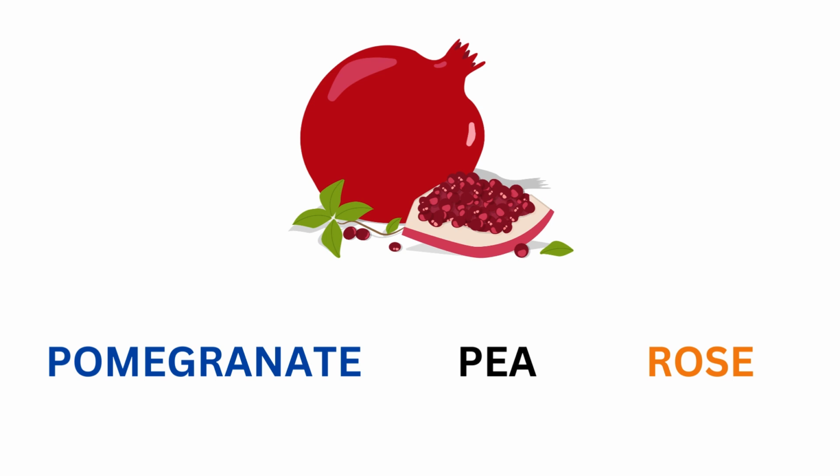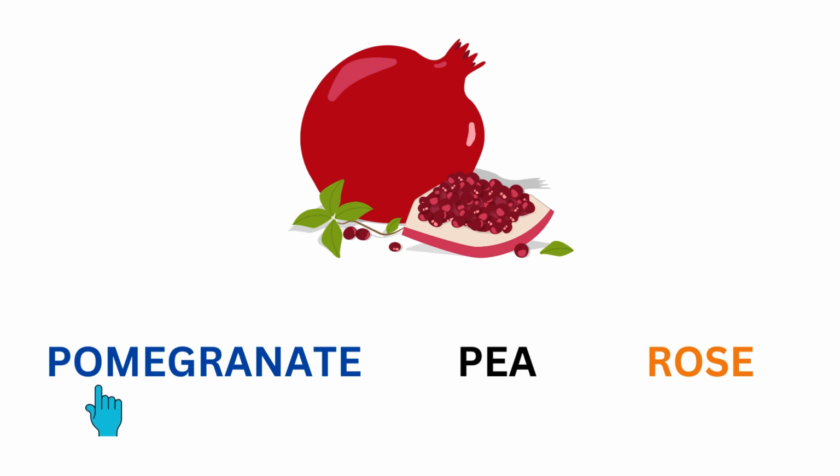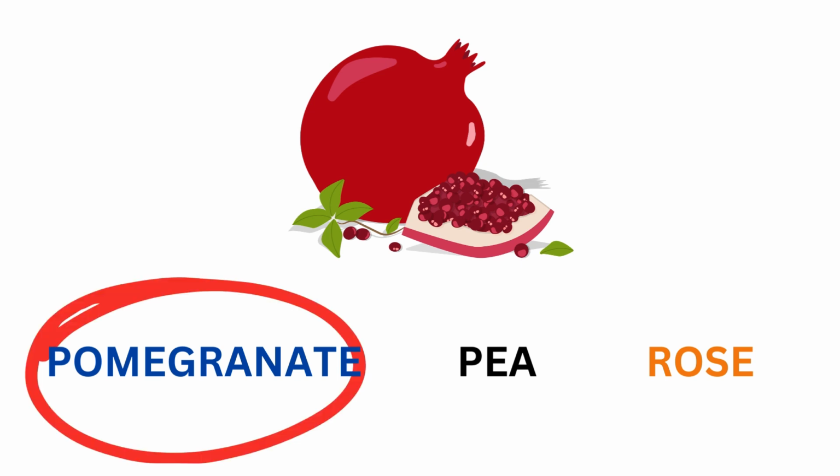Now look at this picture. The words below are P-O-M-E-G-R-A-N-A-T-E, pomegranate. P-E-A, pea. R-O-S-E, rose. Which word matches this picture? कौन सा word इस picture के साथ match होता है? The correct word is pomegranate.